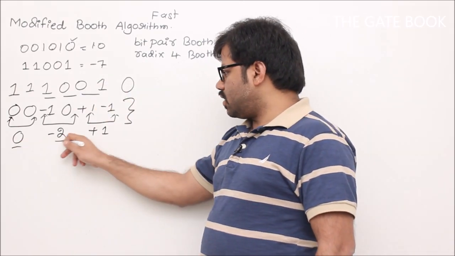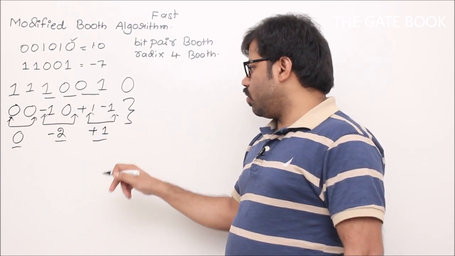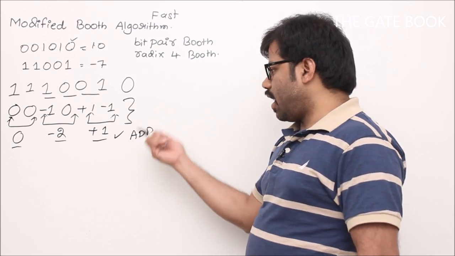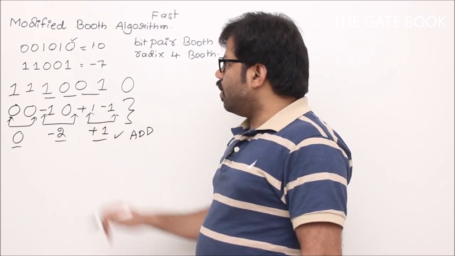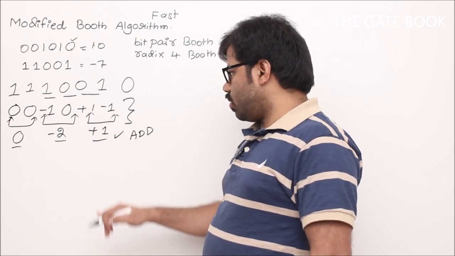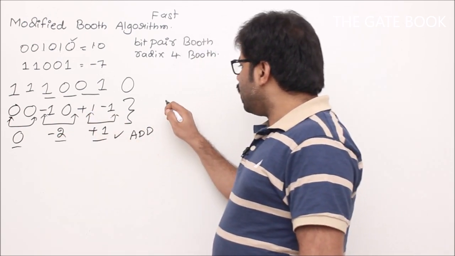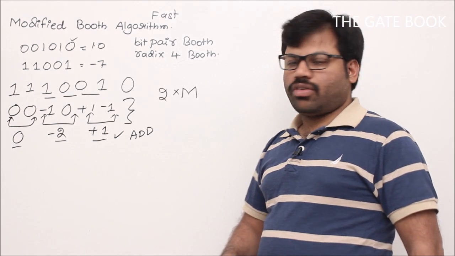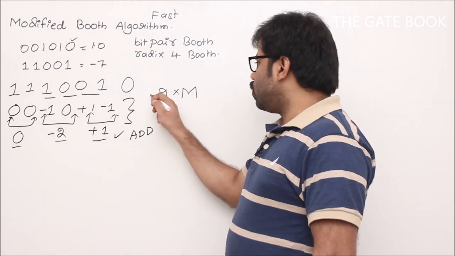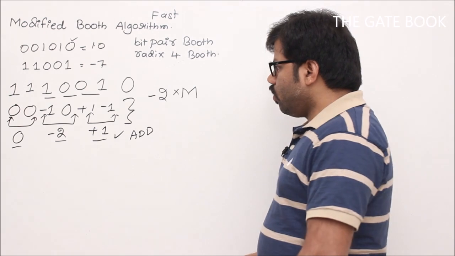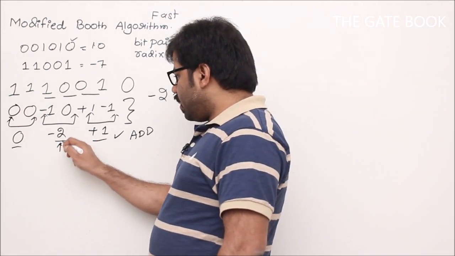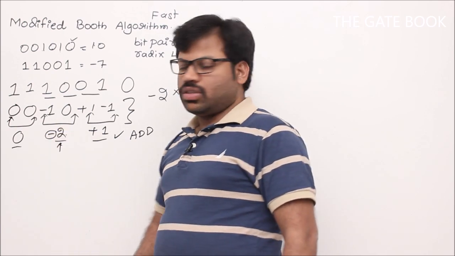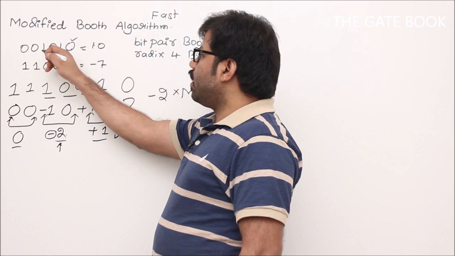Now here, what does this 0 minus 2 1 mean? I will tell you. Plus 1 means we have to do an add operation, as usual, like plus 1 in the Booth algorithm. Minus 2 means multiply the multiplicand m, whatever you have, with 2. This is an extra thing now. Because we have minus 2, we should do minus 2m. So in this step, we will be multiplying the multiplicand with 2 and also multiplying with minus 1. Multiplying with minus means finding the 2's complement.